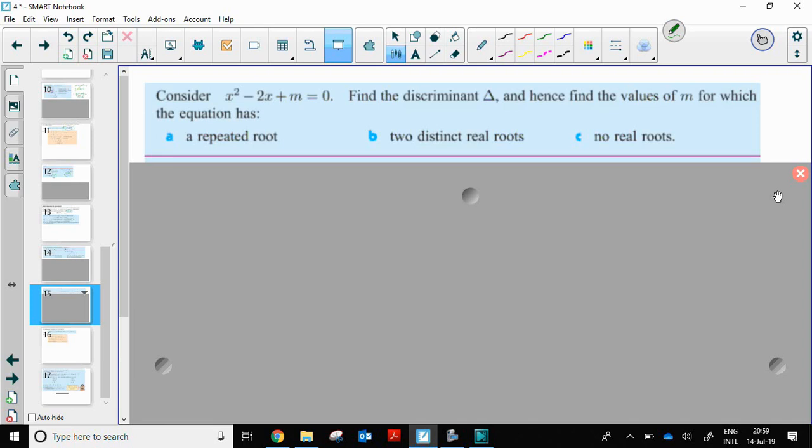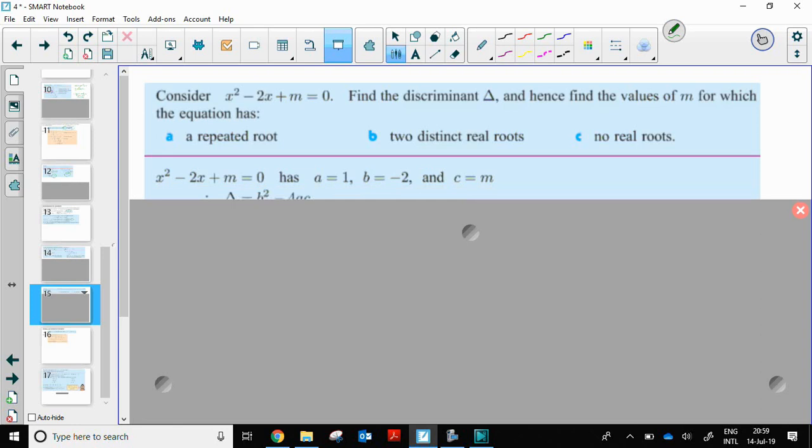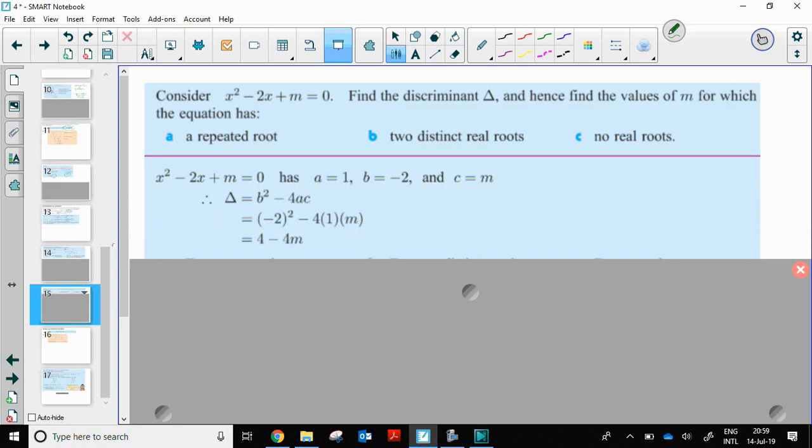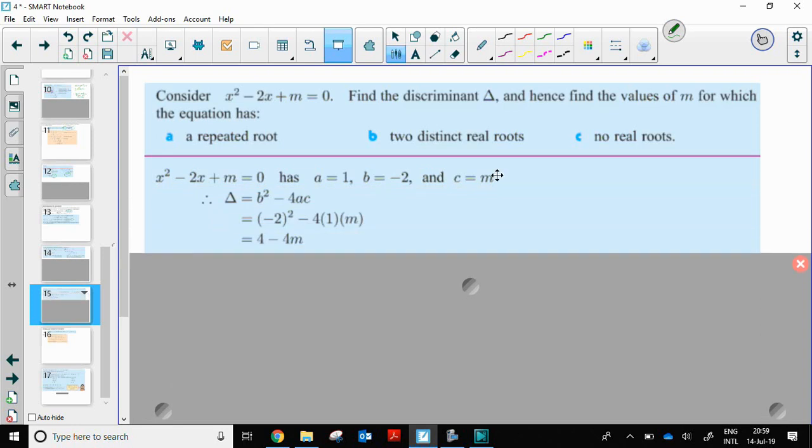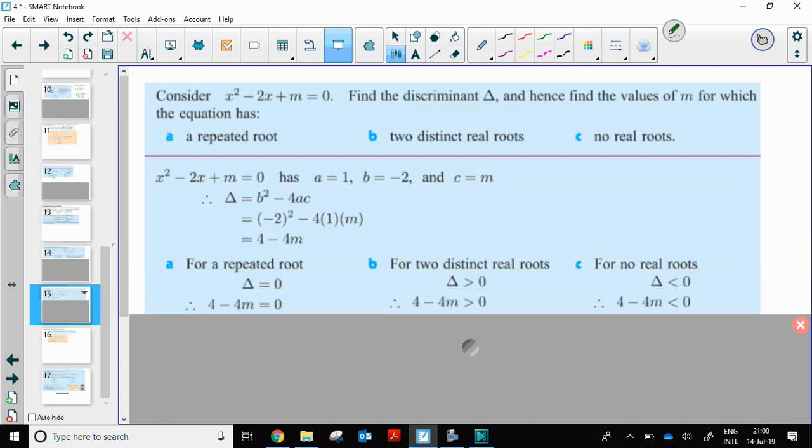So in this case, we want to figure out what values m would have to be to give us each of these three cases. So the first step is going to be to figure out what the discriminant is. In our case, it's 4 minus 4m. Now 4 minus 4m could itself be positive, or it could be 0, or it could be negative. So for each of those two inequalities and one equation, we're going to solve for m.